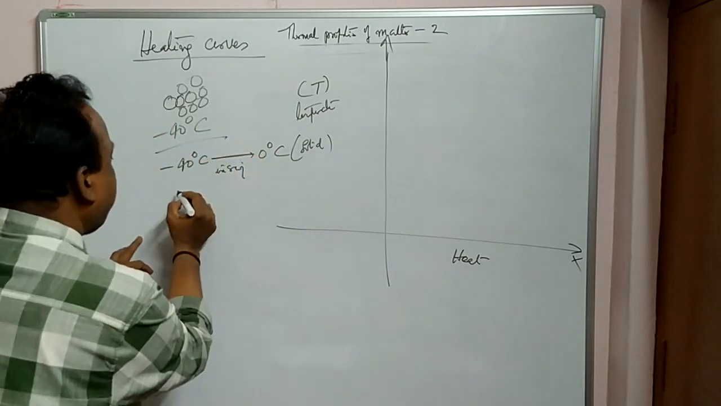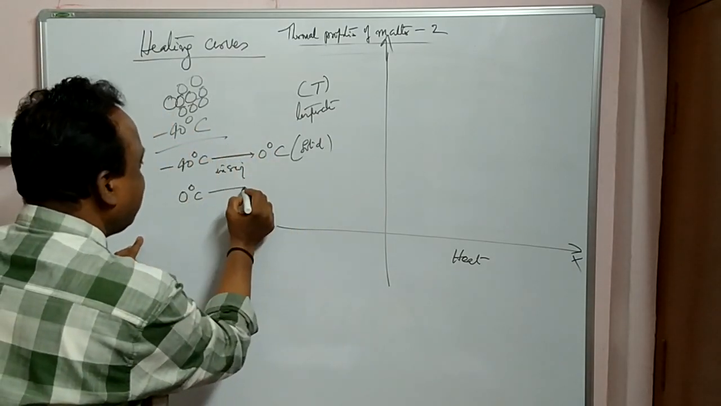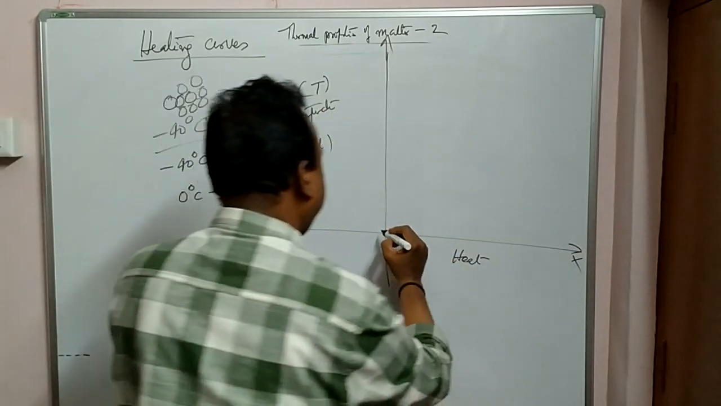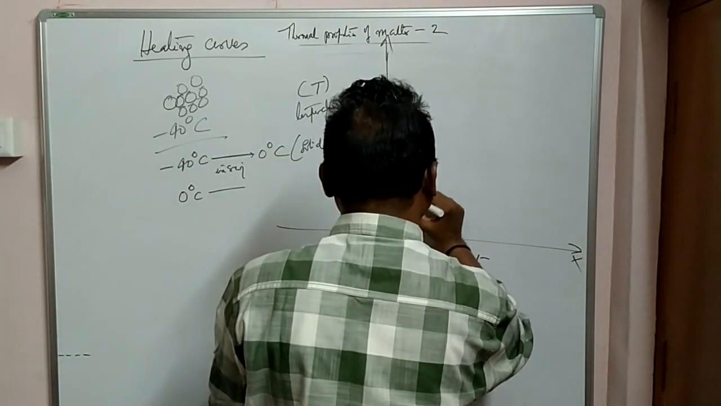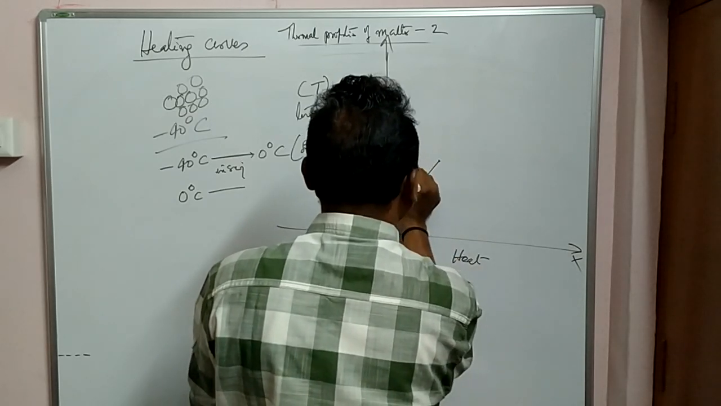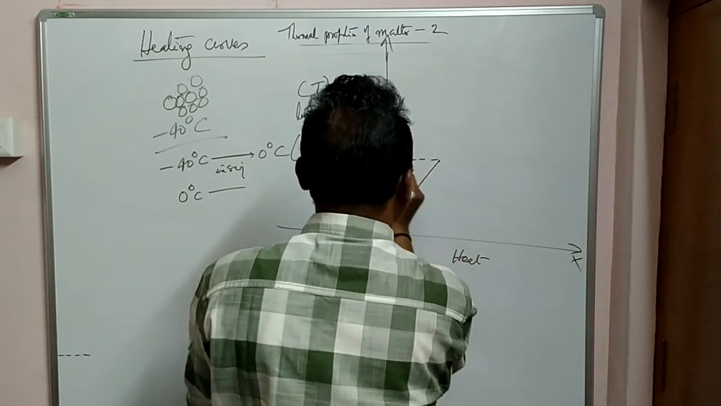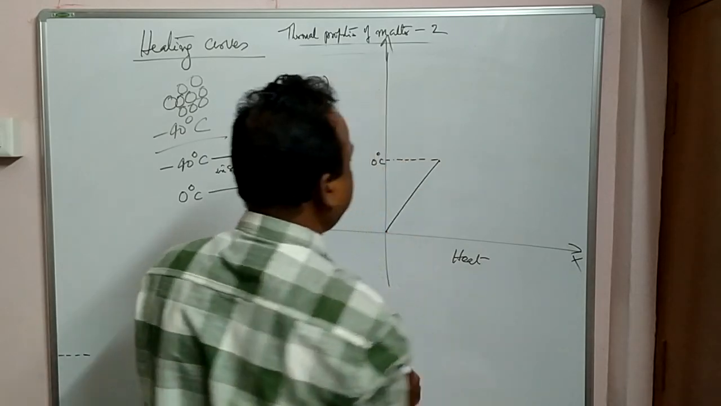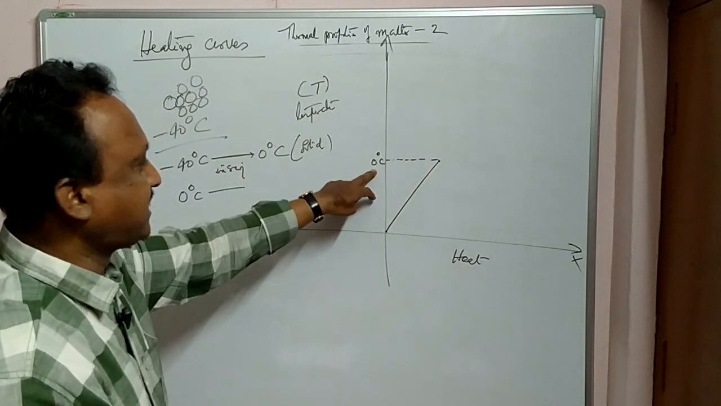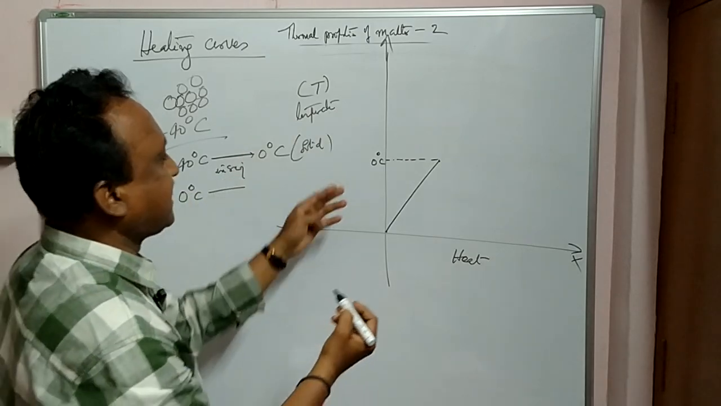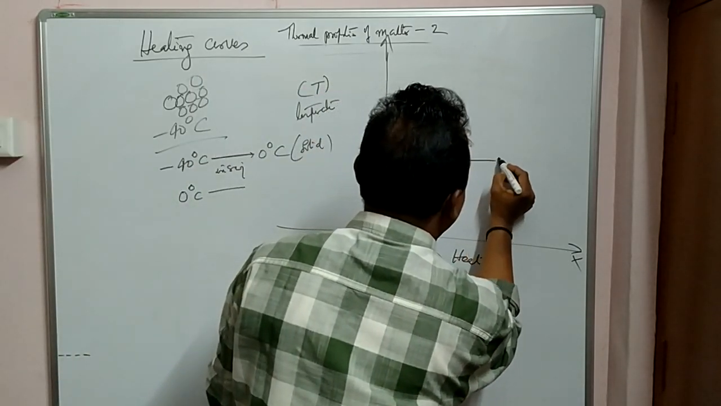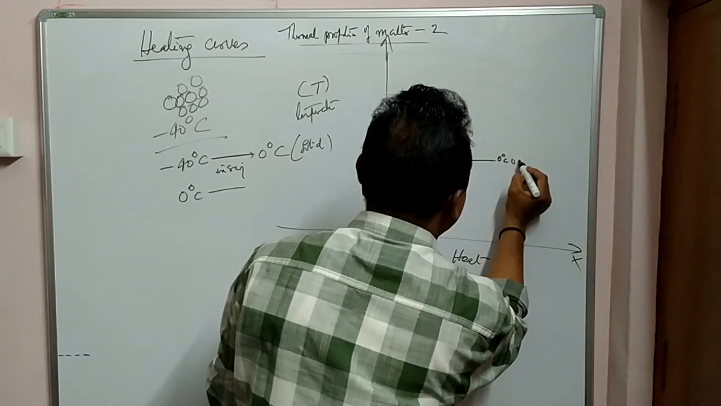After 0 degree centigrade ice, what happens? Here the temperature rises, and you can see in the graph a first straight line, increasing temperature. So this is up to 0 degree centigrade. Still it is in ice form, at negative temperature, still ice form. Now if you increase the temperature still, what happens? Completely ice is melted into water. 0 degree centigrade water.